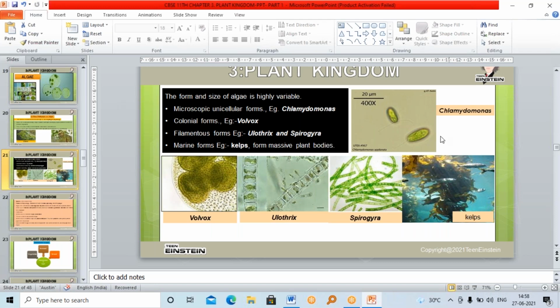You can see the microscopic, unicellular one is Chlamydomonas. Next, the colonial form of algae, that is Volvox. Next, Ulothrix and Spirogyra. These are filamentous algae. Kelps, that is the marine form. All these examples you should note down. These are important MCQs for the NEET exam. Chlamydomonas, Volvox, Ulothrix and Spirogyra. Then kelps, that is the marine form.